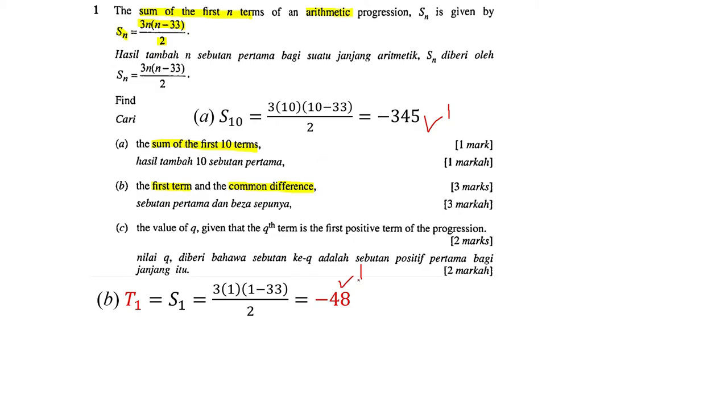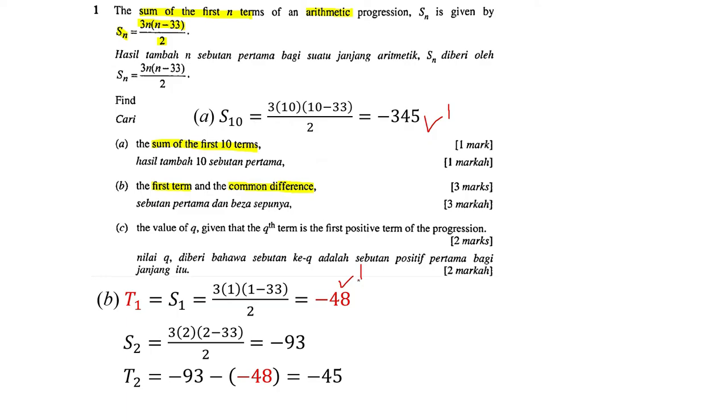What should I do next? S2. Yes, we find the S2 first. So we substitute the 2 inside the n. So I get S2 is equal to 3 times 2 times 2 minus 33 over 2. And I get negative 93. S2 is different than T2. How to get T2? S2 minus S1. Yes, correct. So negative 93 minus negative 48.